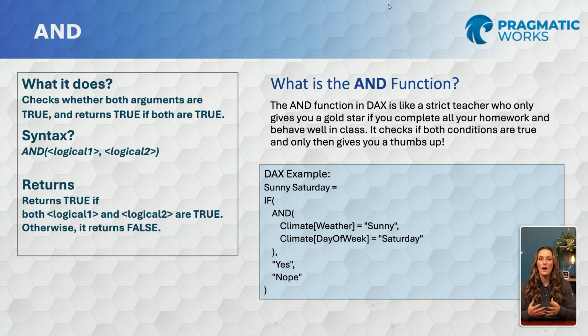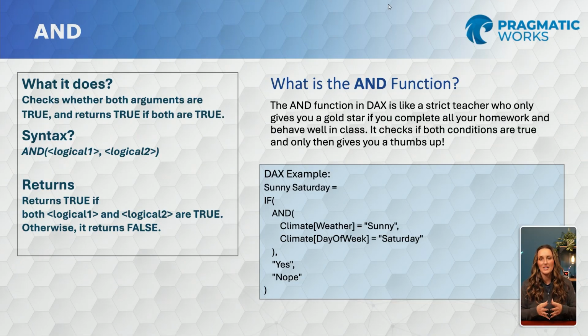In very plain language, the AND function is almost like a really strict teacher who is only going to give you a gold star if you complete all your homework and behave well in class. If you don't meet both of those conditions, you're not going to get that gold star. It's the same with the AND function.